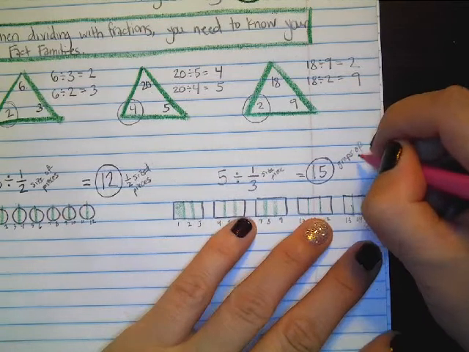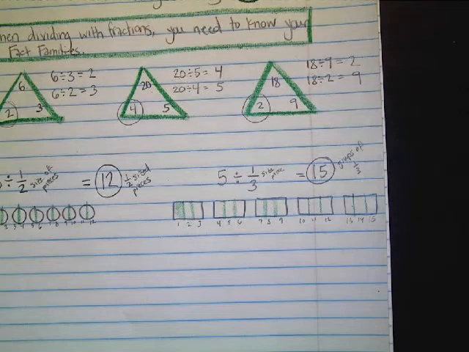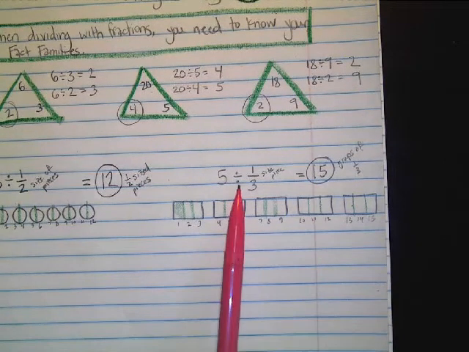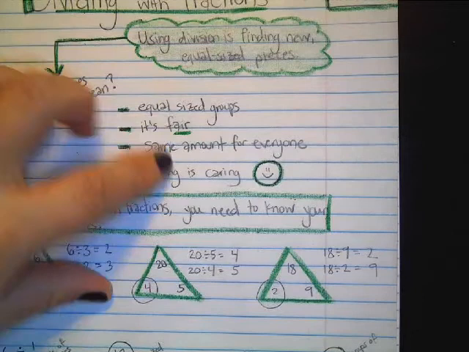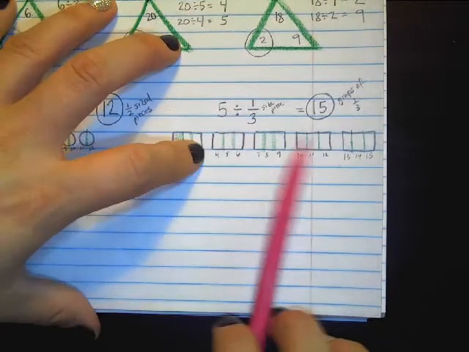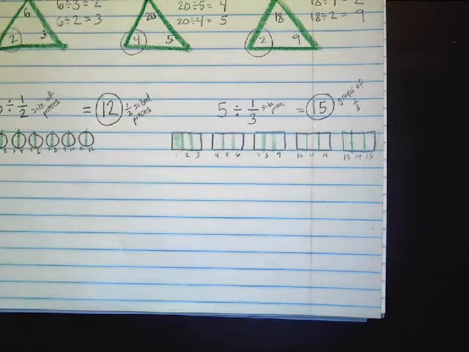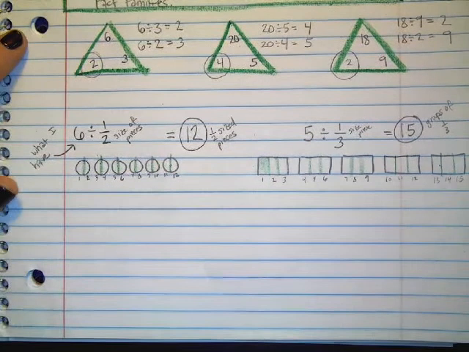So this is 15 groups, or pieces, whatever you want to say, groups of 1/3. So you have to look at the answer, the quotient, differently than you did with multiplication. I'm not looking at the total wholes. I'm looking at how many equal-sized groups I could get out of that. How can I make it fair? If I have 5 and I want to cut the whole 5 into thirds, how many of those third-size pieces would I have?